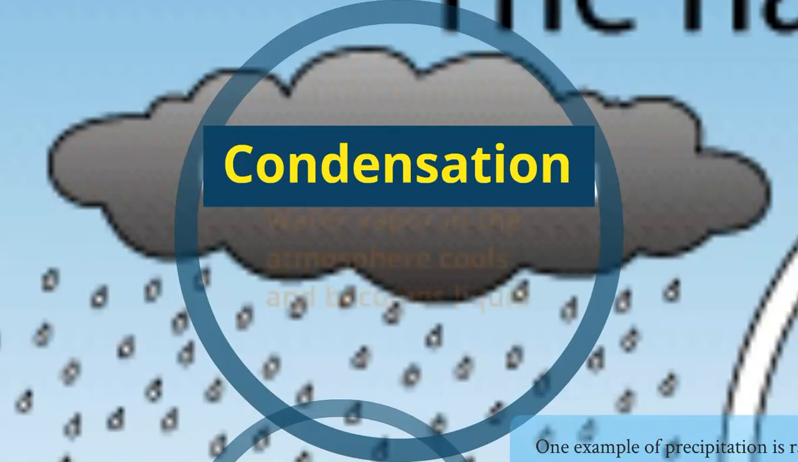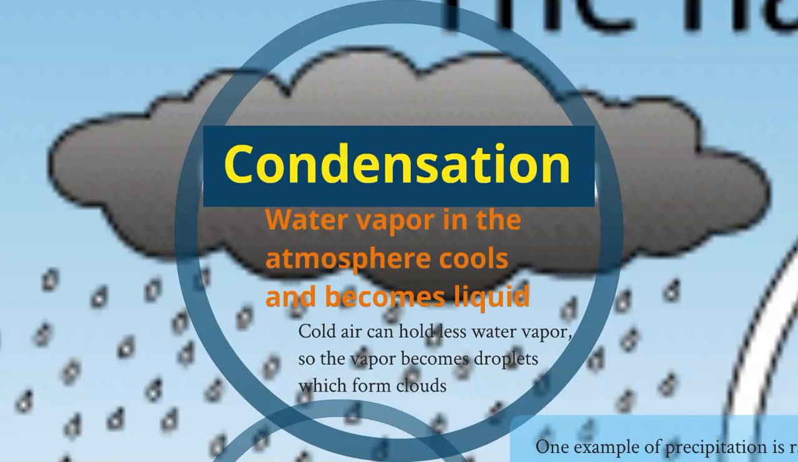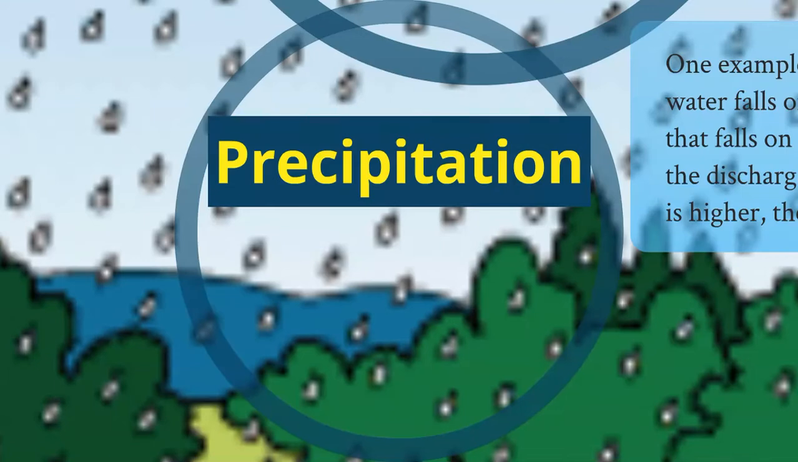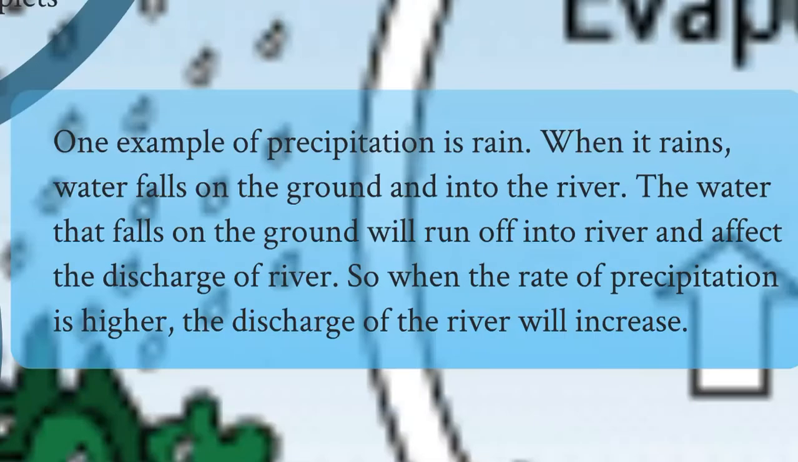Once the water vapor is in the atmosphere, it can cool and become a liquid, and this is called condensation. Cold air can hold less water vapor, so the vapor becomes droplets, which then form clouds. And if those clouds get too full, liquid water will fall from them. That's precipitation. The water droplets in the clouds become too heavy, and so they fall.